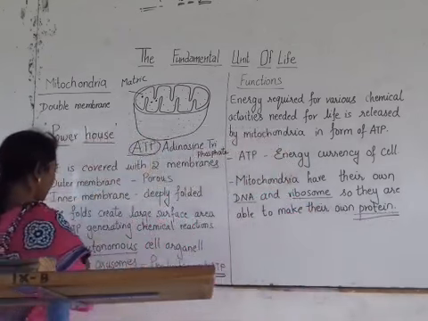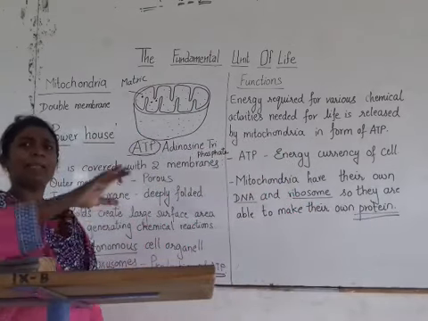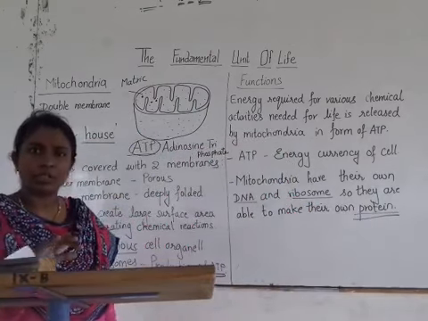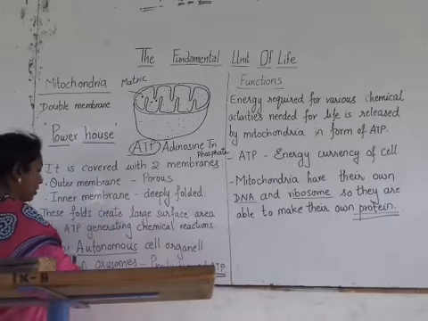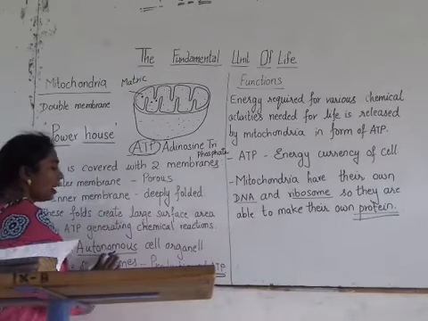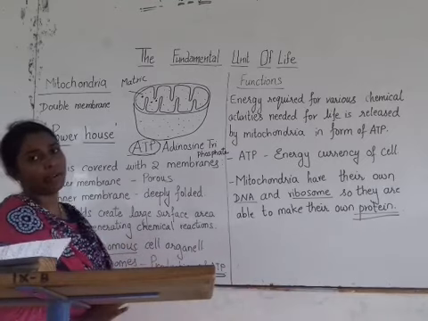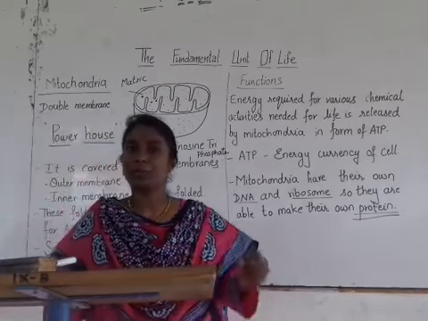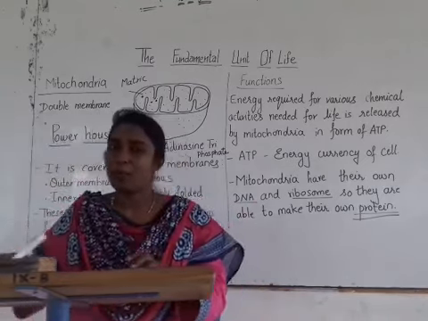That is why it is called semi. Semi means half. Completely it will not take its decision of production. Only half of the decision is taken. That is why it is called a semi-autonomous cell organelle. I hope this is clear to you. We'll have one more video of it.